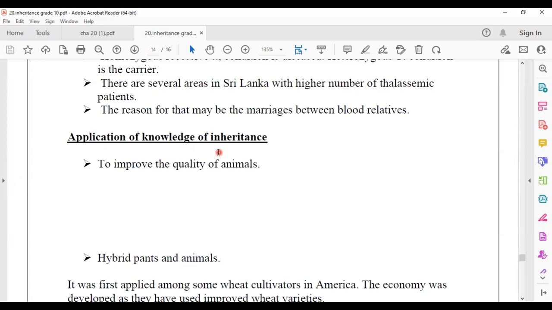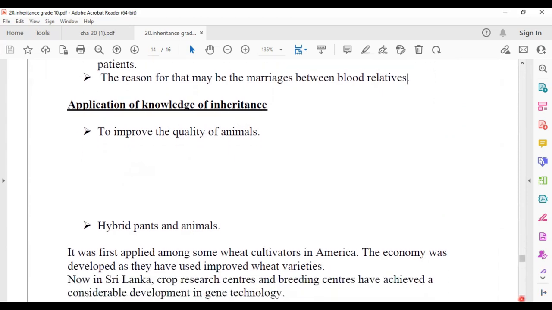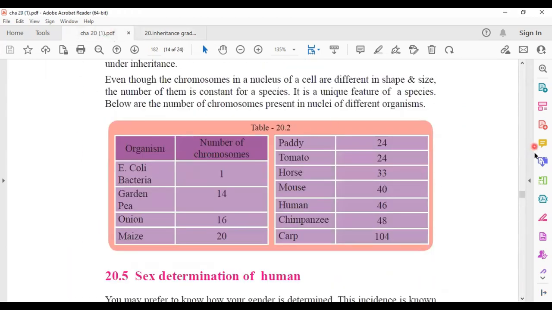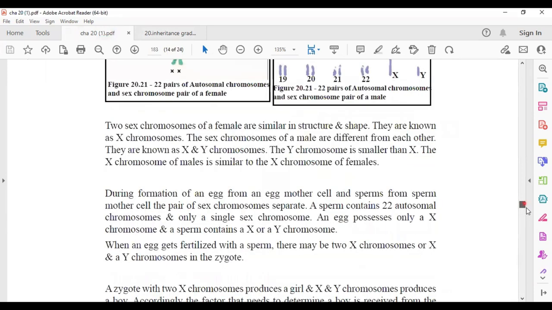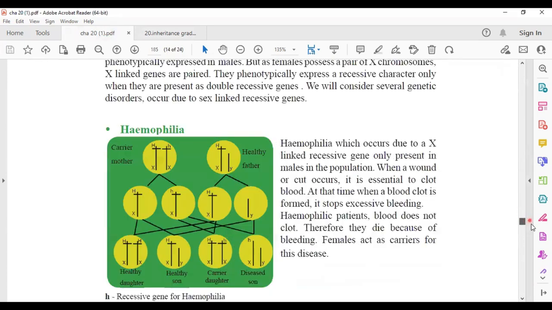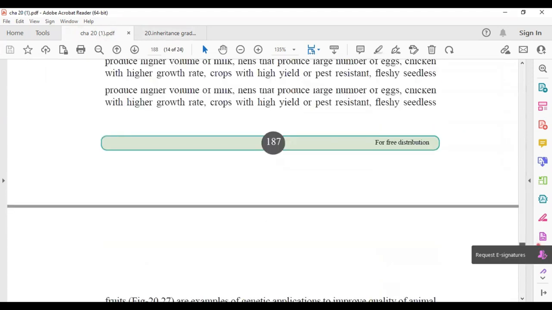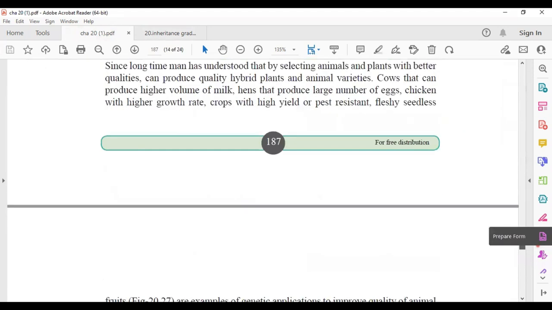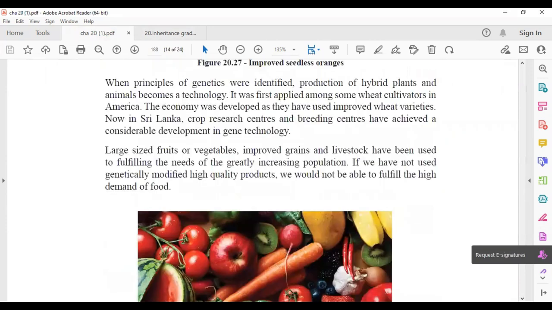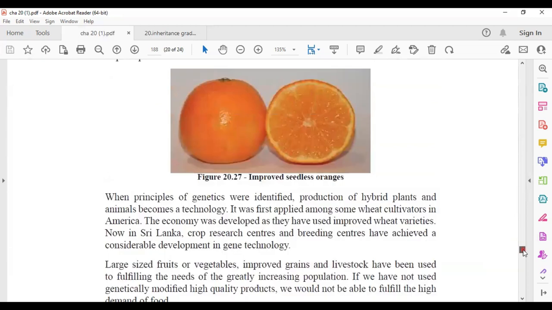This is the last part of the lesson, application of knowledge of inheritance. One application is to improve the quality of animals. There are so many examples in your textbook. You can read them and understand very easily. To improve quality of animals is one application.